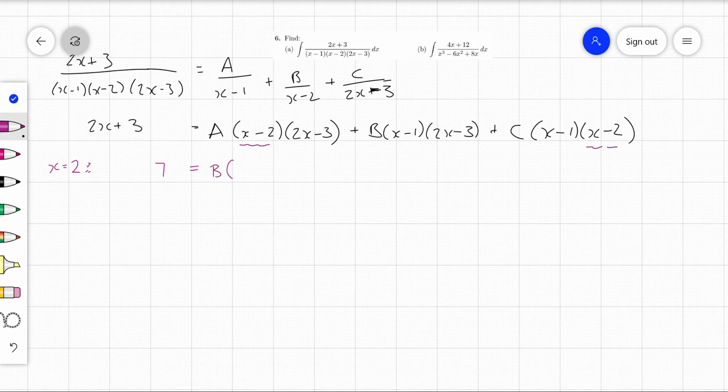And if I sub in 2, 2 minus 1 is 1, and 4 minus 3 is 1. So I just get B. So that one just gives me B is 7.